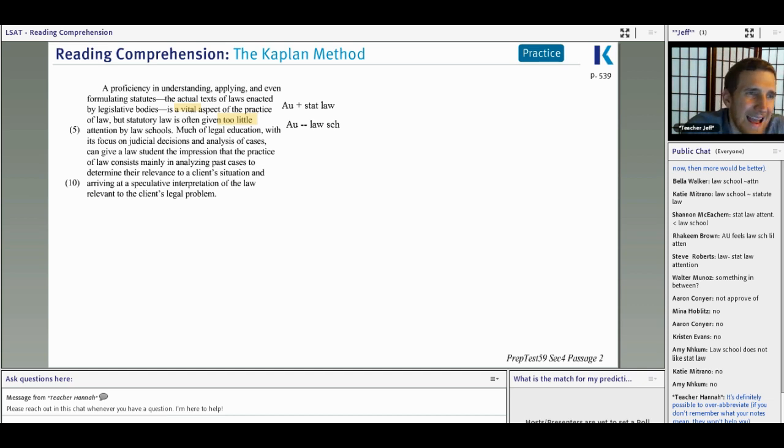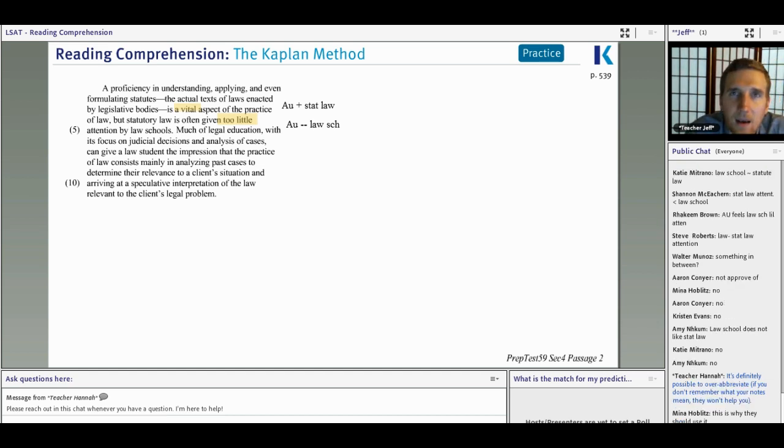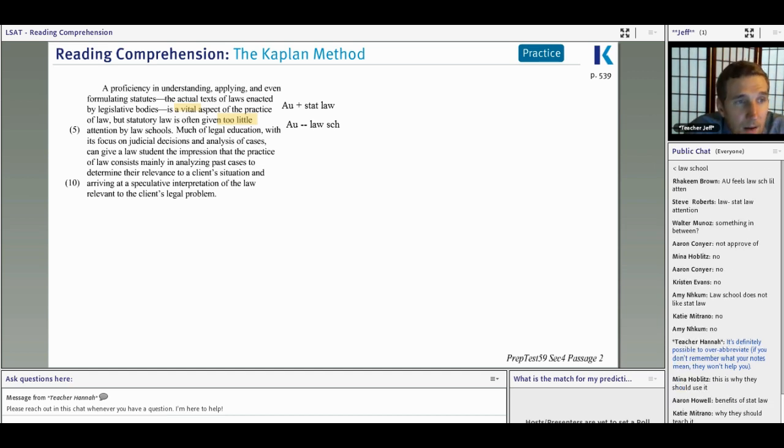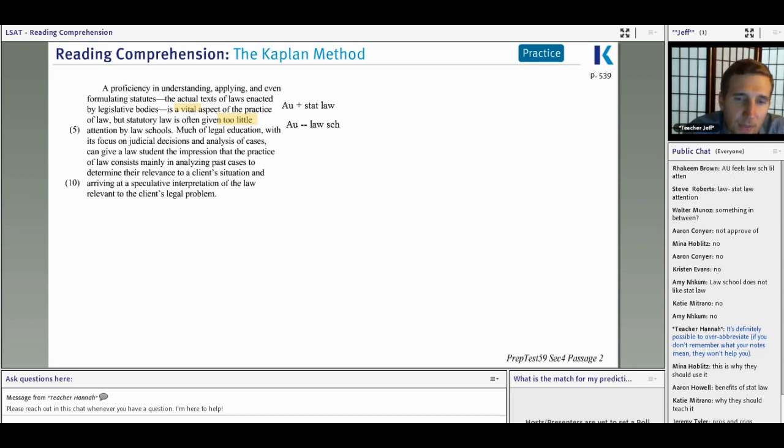If the author is saying, I like statutory law and law schools aren't doing enough of it. We've only got the first paragraph up on screen, but I bet you can tell me exactly what is going to happen in this passage. Yeah, I bet the author is going to talk about why law schools should be teaching statutory law. Perhaps to convince the reader of that, the author will list some benefits of statutory law.